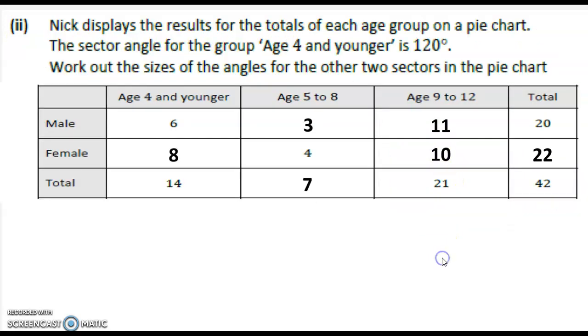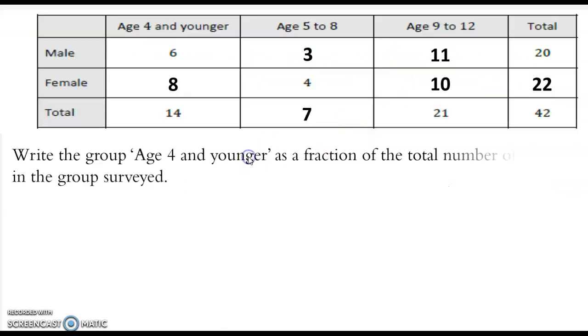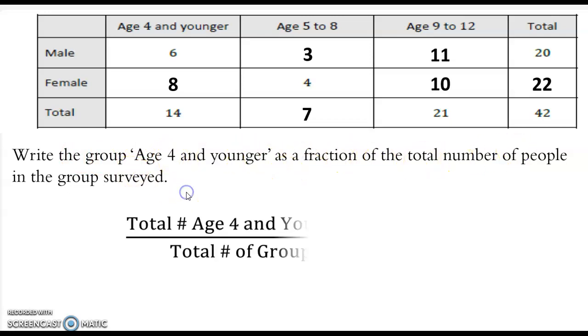That's that question. Part 2 here. Nick displays the results from the totals of each age group on a pie chart. The sector angle for the group age 4 and younger is 120 degrees. Work out the sizes of the angles for the other 2 sectors in the pie chart. So if we have a look here, write the group age 4 and younger as a fraction of the total number of people in the group surveyed. That's the total number age 4 and younger over the total number in the group.